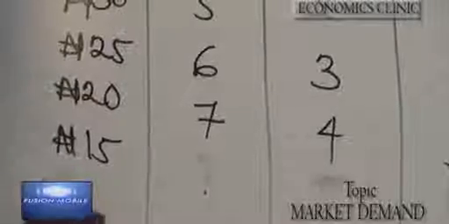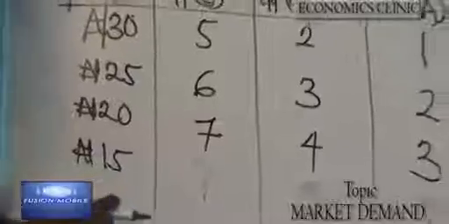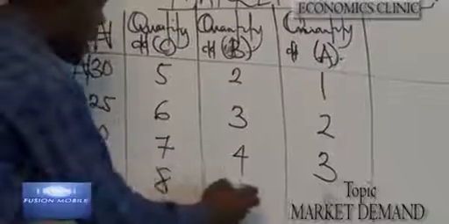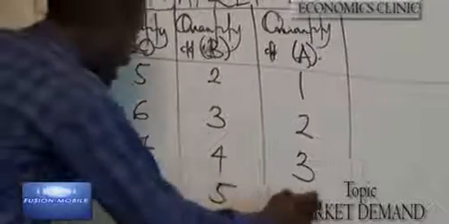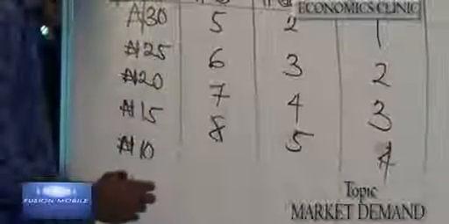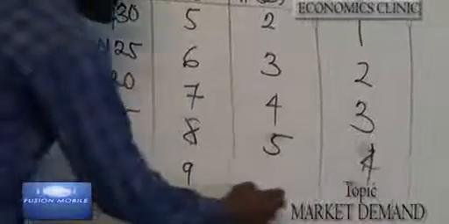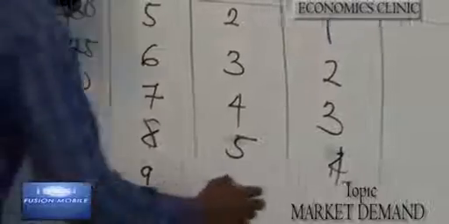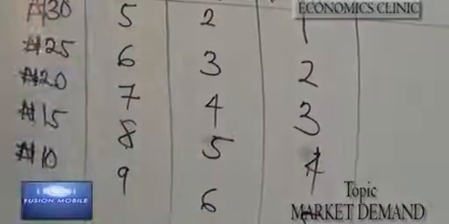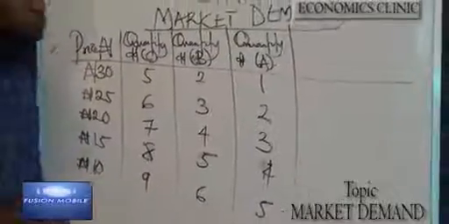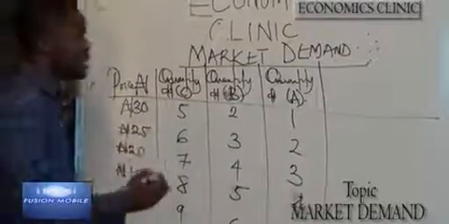At 15 naira, the quantity demanded at C increased to 8 units. At B we have 5 units. At A we have 4 units. And at 10 naira, quantity increased to 9 units for C, 6 units for B, and 5 units for A. This table can be expressed on a demand curve. But before then, we are supposed to look at the market quantity demanded.